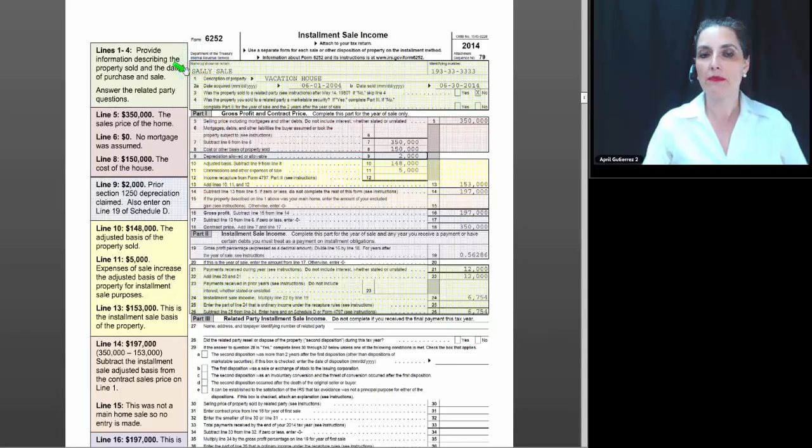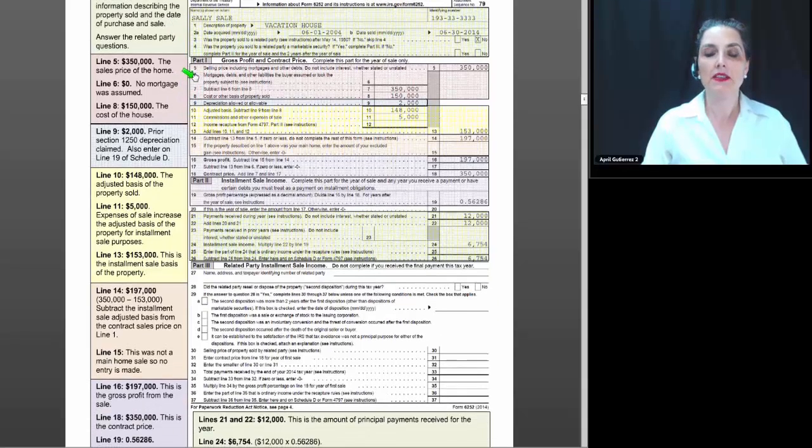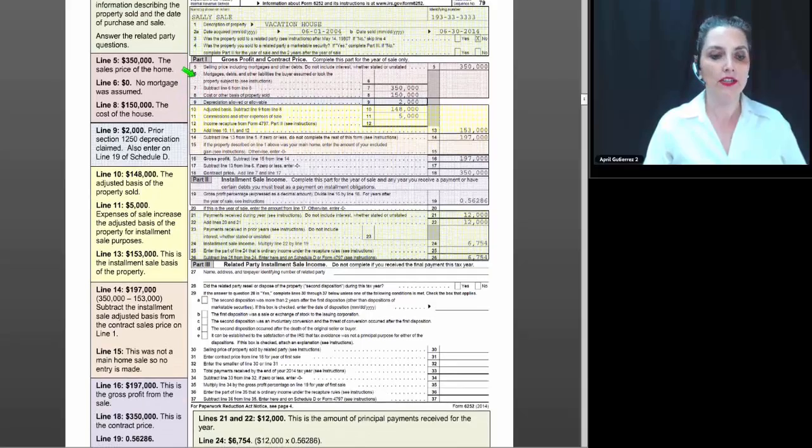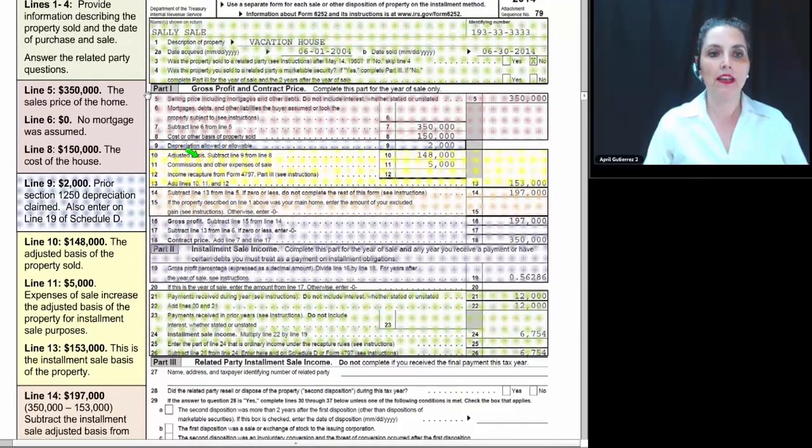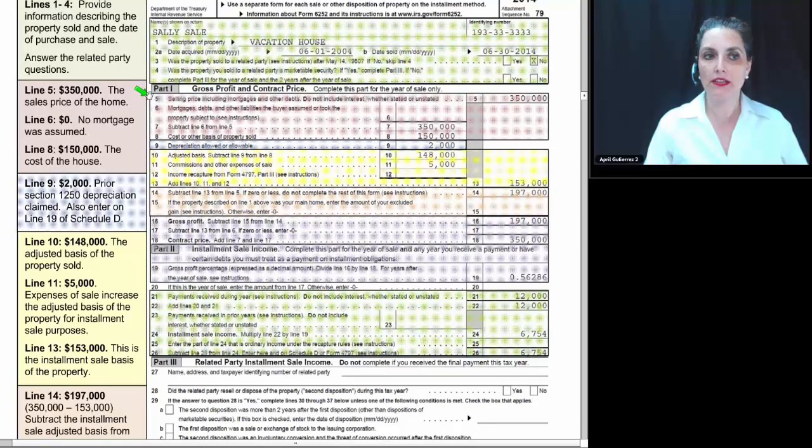A description of the property is vacation house. We've entered the date acquired, the date sold, and to question number 3 we've answered no. So we leave line 4 blank. And because this is the year of the sale, we're now going to enter information in Part 1 of the form. We begin on line 5 by entering the sales price, which was $350,000. No mortgages were assumed by the buyer of the property, so line 6 is blank. And then on line 8, we enter the cost or other basis she had in the property, which was $150,000.